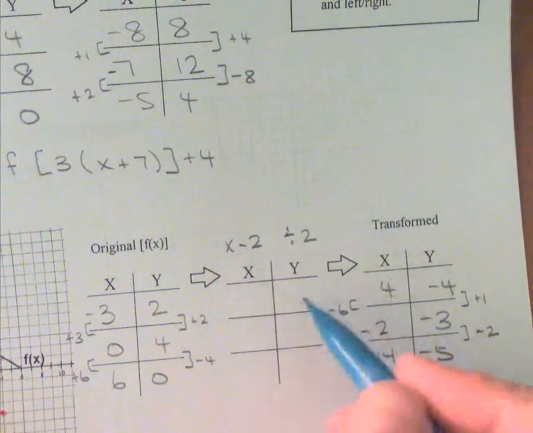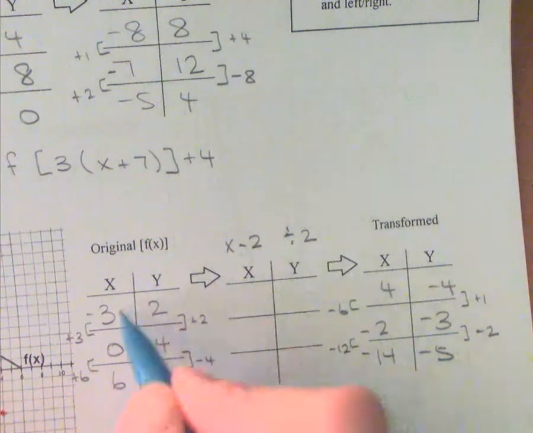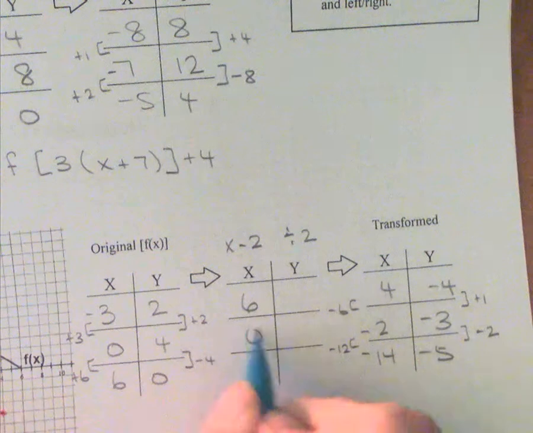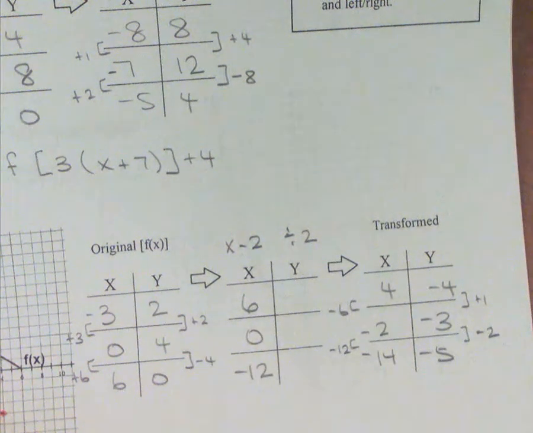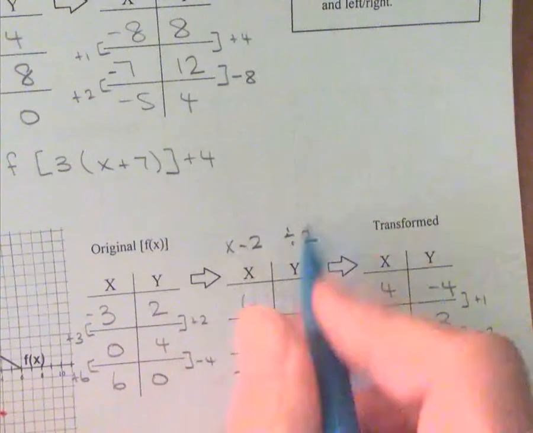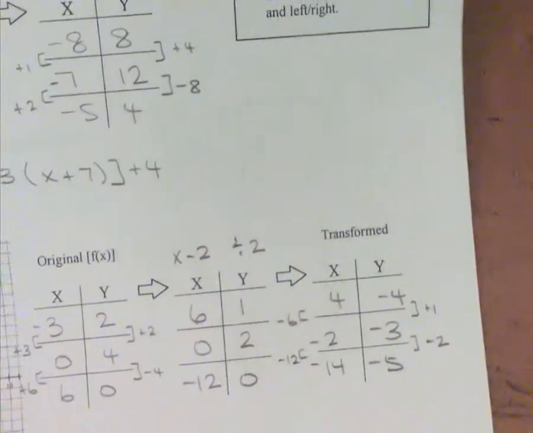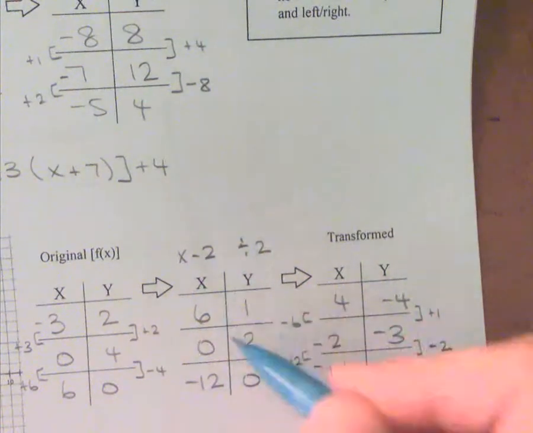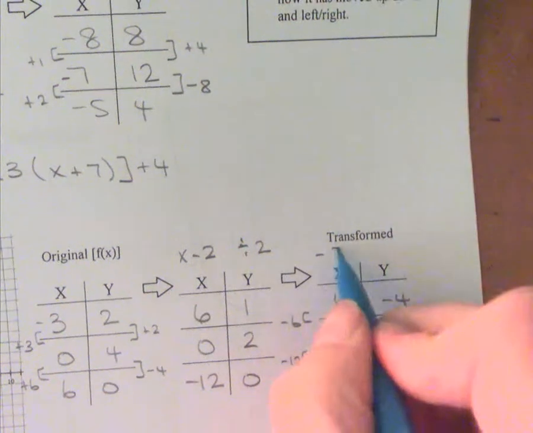So now I'm going to do this middle table. I'm going to take all these x values and multiply them by negative 2. So I'm going to get 6, 0, minus 12. And I'm going to divide all of these by 2. So I get 1, 2, and 0. So I look at this x column. How do I go from this x column to this one? I subtracted 2.